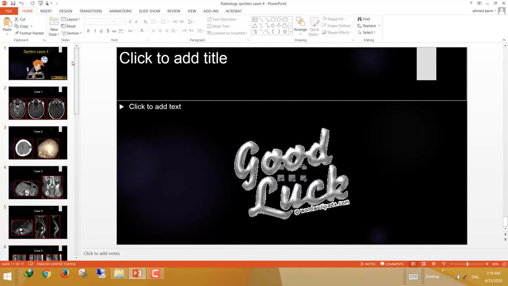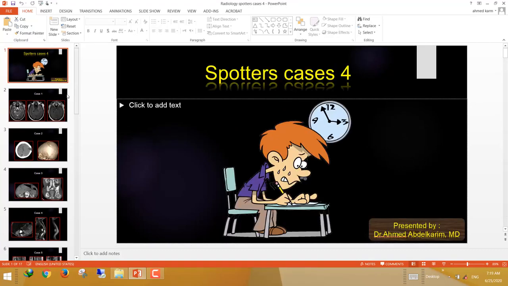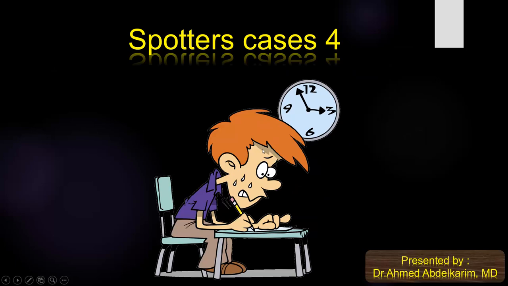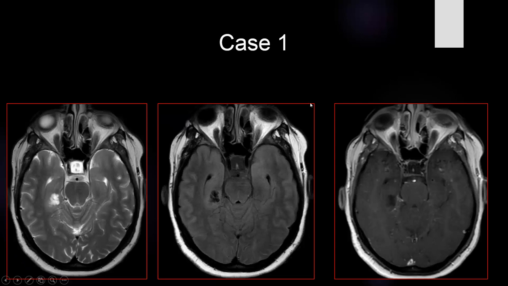Let's discuss the cases. Okay, this is the first one. We can clearly see there is a well-defined lesion seen at the anterior temporal lobe with characteristic features in T2-weighted images.